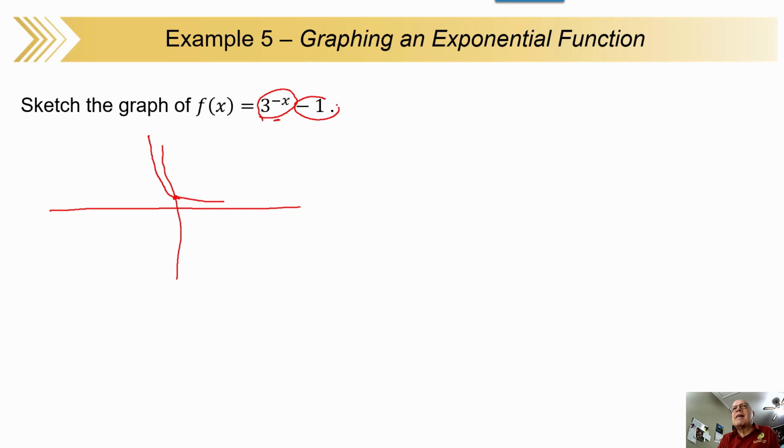Now this minus 1 says every time you do this, before you decide on the y value, you have to subtract 1 from it. So every one of these points on the basic one drops down 1. So 0, 1 is here, and it's going to approach negative 1, and the left hand side will do something like that. So just grab a hold of this basic one. Minus 1 says pull it down 1 unit, and you've got your graph.